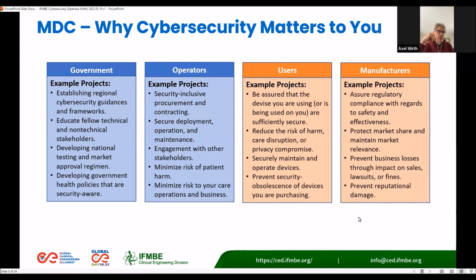As a manufacturer, you want to make sure that you meet regulatory and compliance requirements with regards to safety and effectiveness and cybersecurity. You also have business interests, as in, for example, you want to protect your market share and maintain market relevance. You want to prevent business losses and lawsuits, and you want to prevent reputational damage. So again, across those four categories, you want to make sure that whatever project you undertake, and there's quite a spectrum here, that you consider security appropriately.